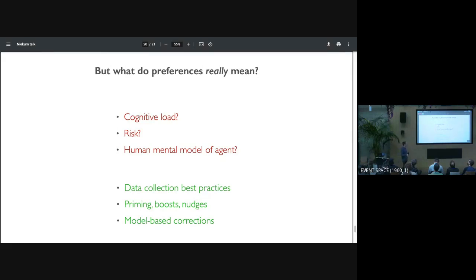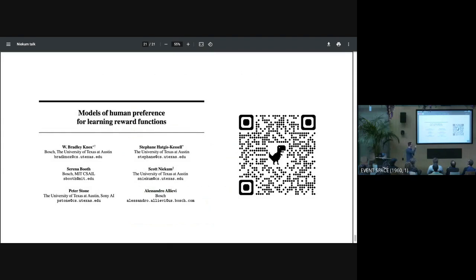And so I'm hoping some set of data collection best practices, techniques from psychology like priming, boosting, nudging, and then maybe some model-based corrections, which are hard, but could help us collect the information that we weren't able to get otherwise. If we use all this together, maybe we have a chance at actually getting good models of these sorts of things. So if anyone's interested in talking about that, that'd be great. And if you're interested in taking a look at the paper, here it is. Thanks.